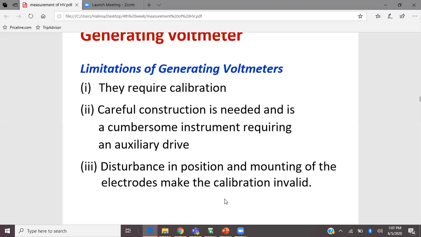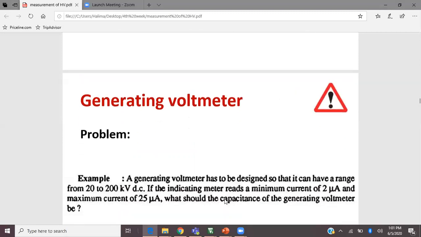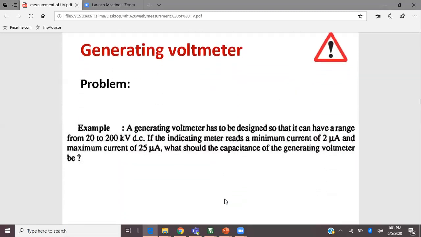Let's see with the help of an example. We have a generating voltmeter and we have to design it so that it can have a range from 20 to 200 kV in DC. If the indicator meter reads a minimum current of 2 microampere and a maximum current of 25 microampere, what should the capacitance of the generating voltmeter be?